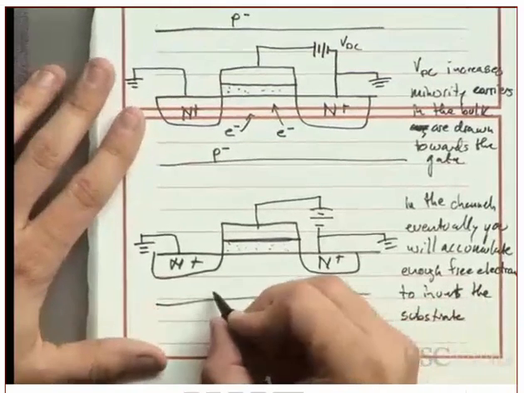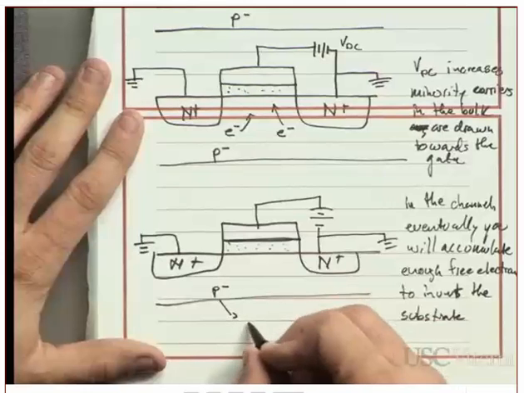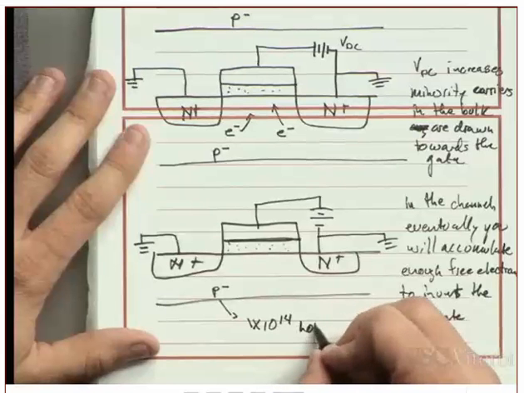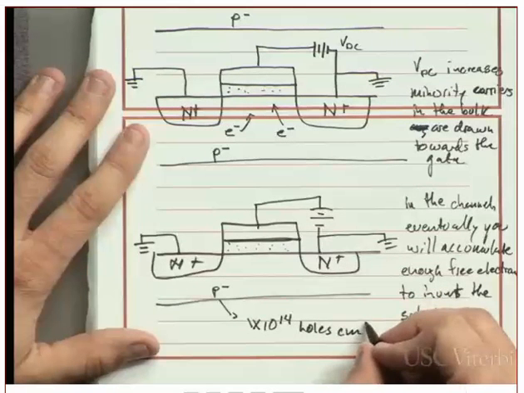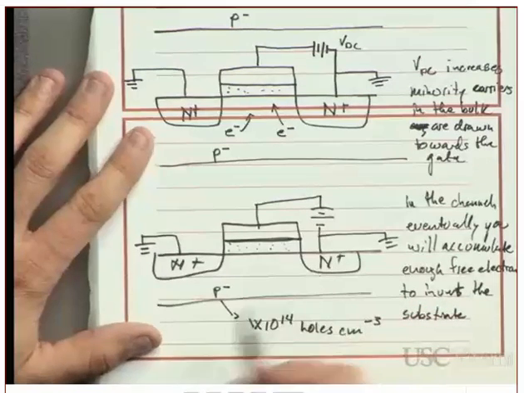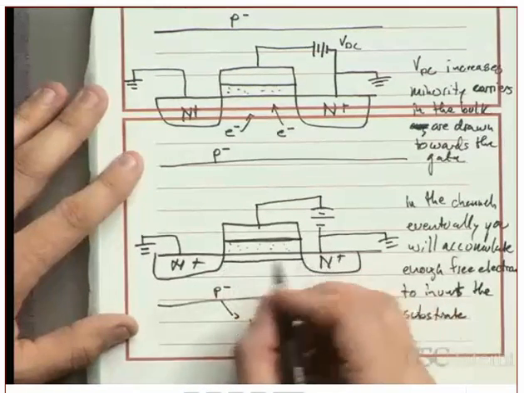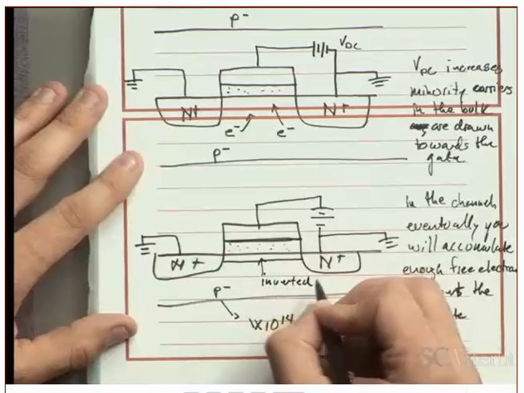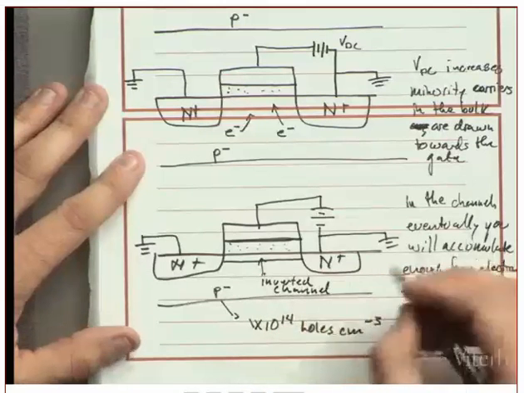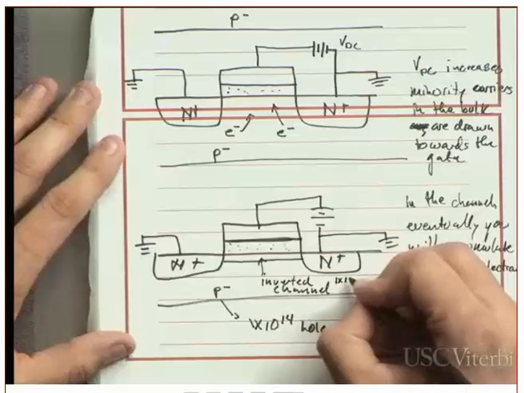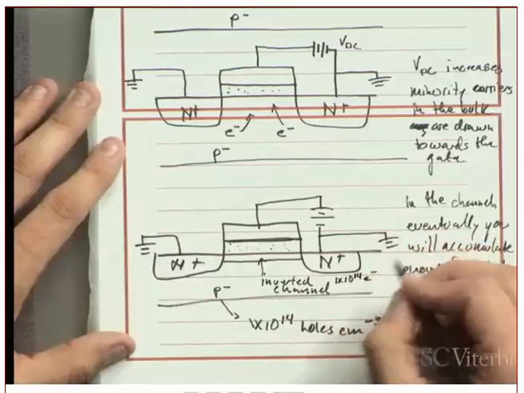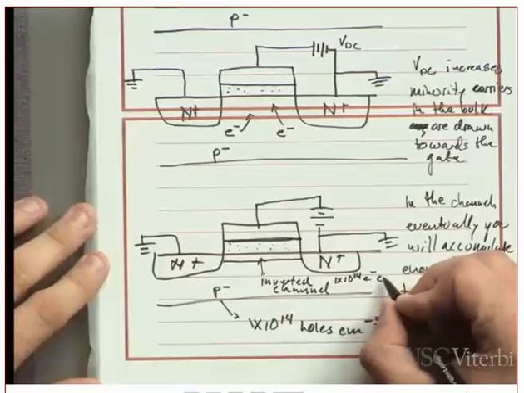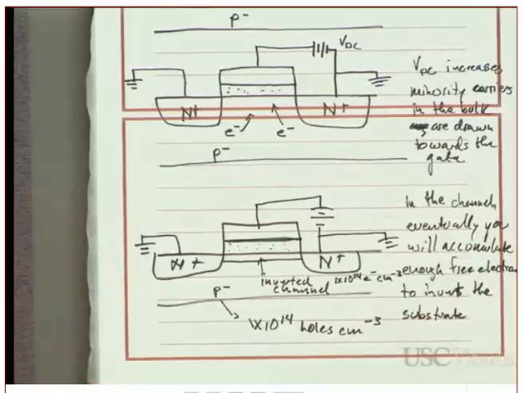And what that means is that down here you have P minus, so maybe you have 1 times 10 to the, let's say, 14 holes per cubic centimeter. And when you get inversion, you have this layer here, so this is my inverted channel, and since it's inverted, it means it has 1 times 10 to the 14 electrons per centimeter cubed in that small layer right there. So that's what we mean when we say inversion. That's a technical definition. And that's basically what's going to happen.